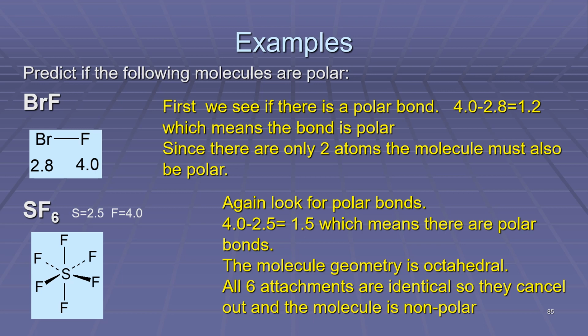S is 2.5, F is 4.0, so that's 1.5, so that is a polar bond. So definitely you have polar bonds, but because the molecular geometry is octahedral and all 6 attachments are identical to each other, the molecule's nonpolar. Let's see, one more example.